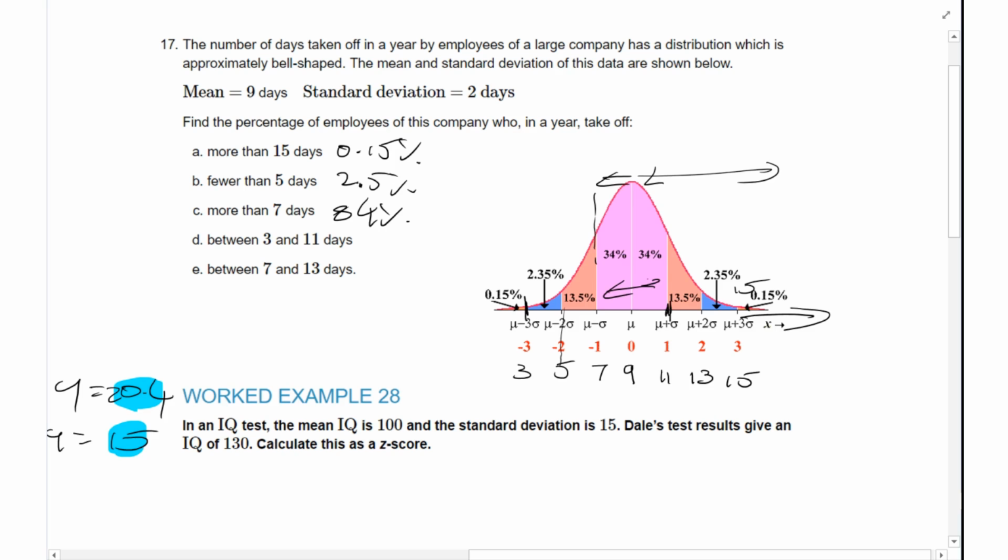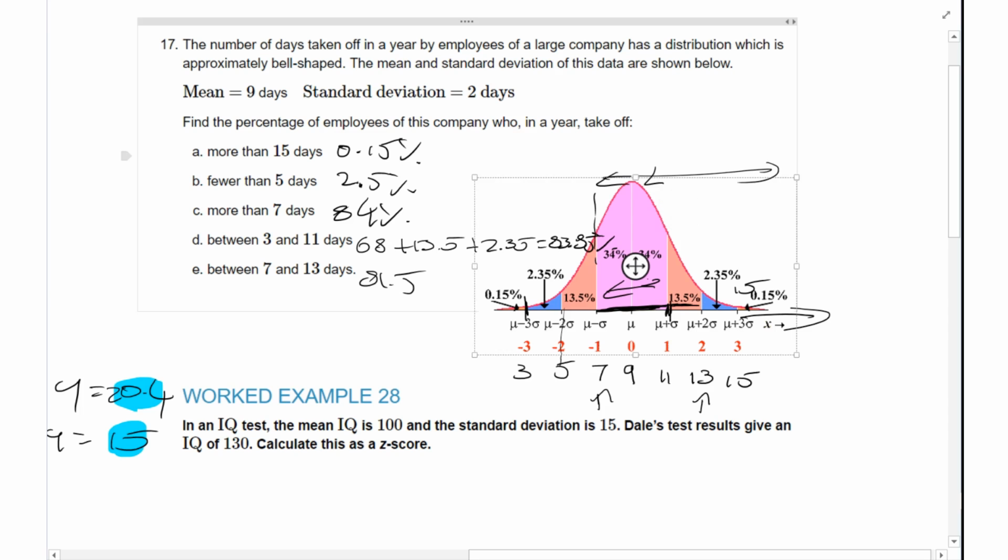So it's going to be 68 plus 13.5 plus 2.35. That would give you an answer of 83.85%. Okay, between 7, so 7's here, and 13, I think it's 81.5, because I'm going 68, because I know what that is there, plus 13.5. Okay, so that's how you'd work out a question like that one.